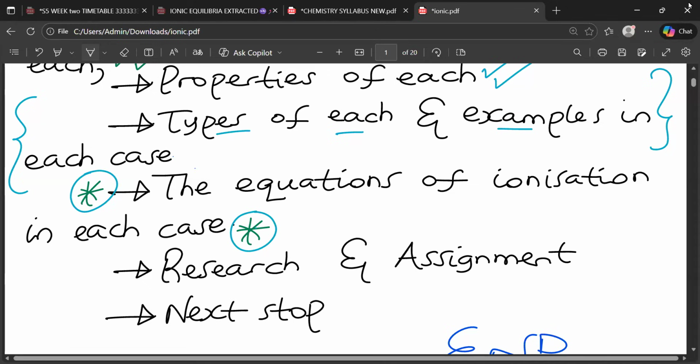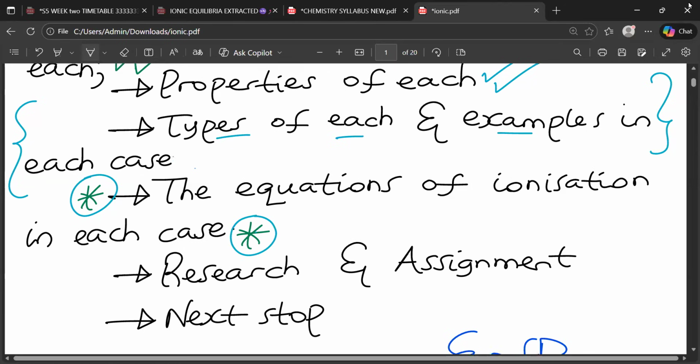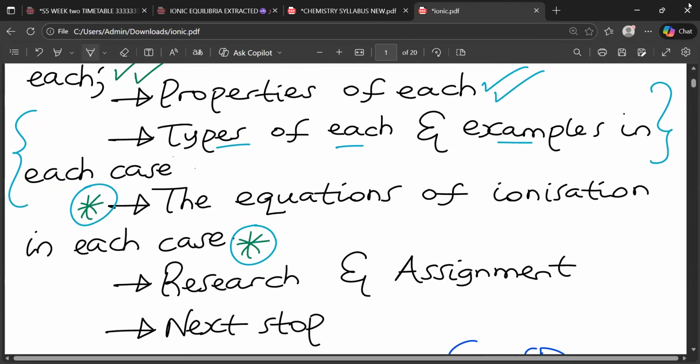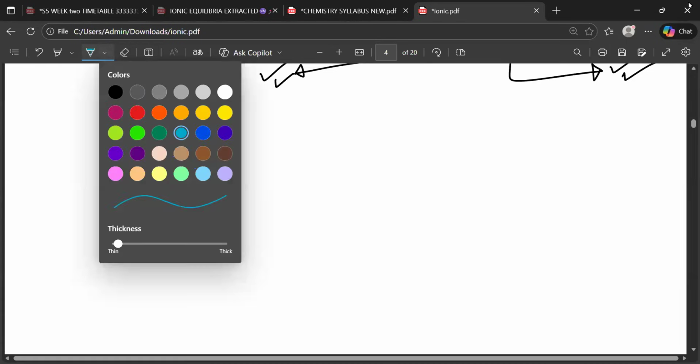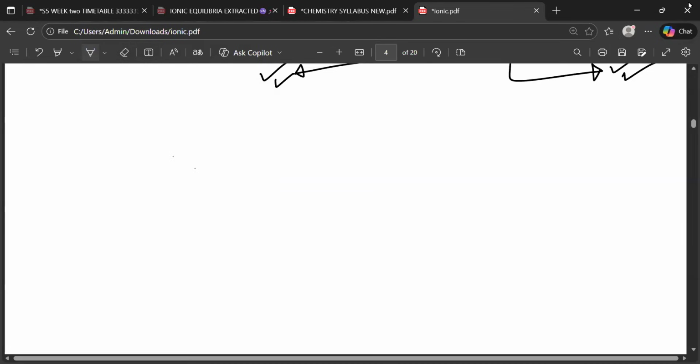Remember, you've not studied carboxylic acids. But all those things are there on the drive, though I know many of you have not visited them. So I just want you to listen carefully. About the types, you people are going to formulate the notes for me so that we save time. So concerning the types and examples in each case, I want to give examples, because those ones give people a hard time, especially the weak ones.